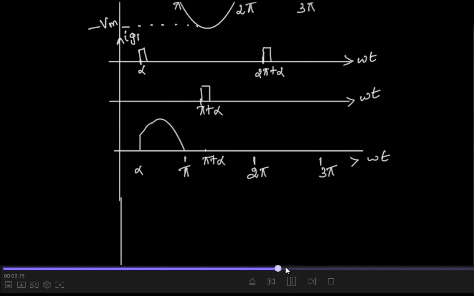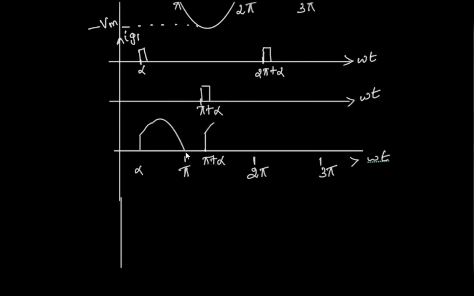And from pi to pi plus alpha, no device is on, so output voltage is 0, which is drawn here. And from pi plus alpha to 2 pi, the voltage is equal to minus Vs. So this voltage is brought to the positive side. And from 2 pi to 2 pi plus alpha, the output voltage is 0. Then from 2 pi plus alpha to 3 pi, output voltage is equal to Vs. This is the output voltage waveform.